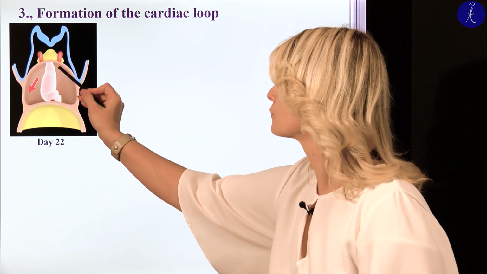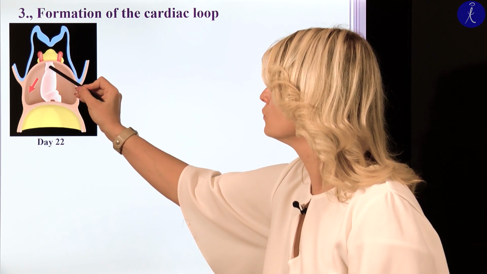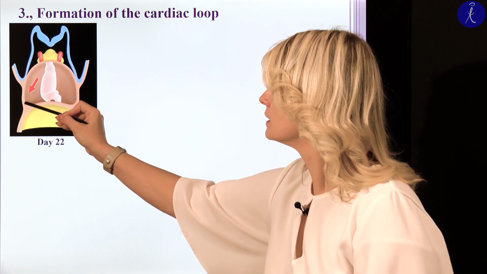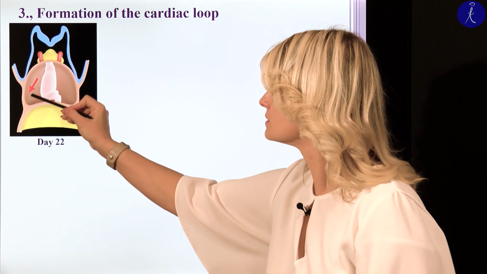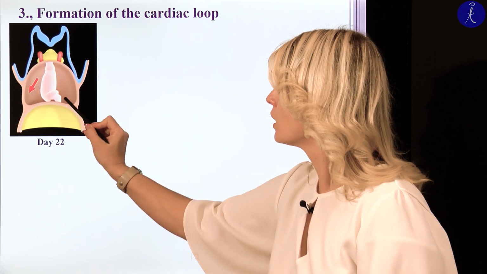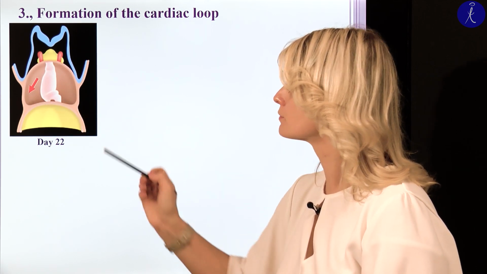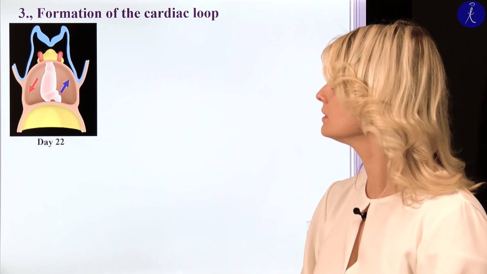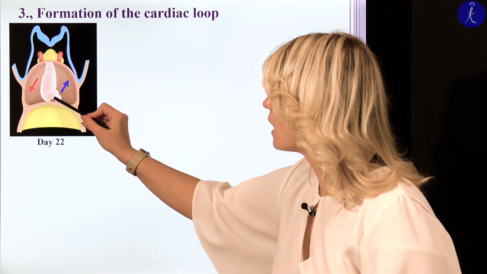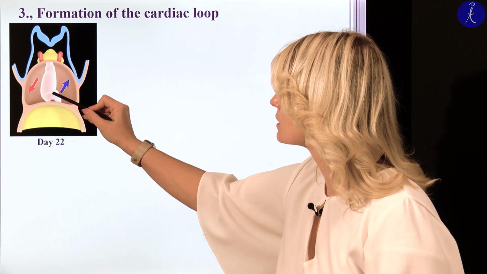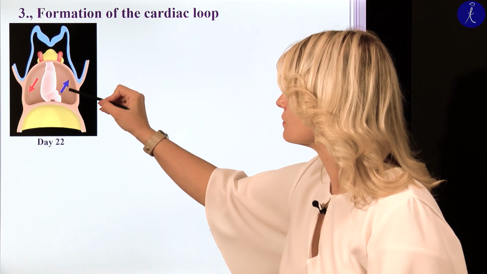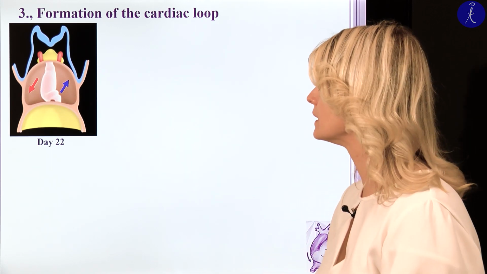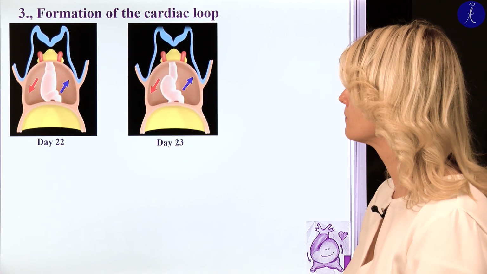The upper cranial part will move to the right side, downward. Here you can see the position anteriorly. The caudal part, from where the venous part, the atria, will develop, will go upward towards the left side, posteriorly. So this is the direction of the looping of the heart tube.